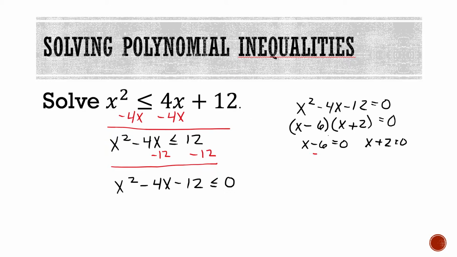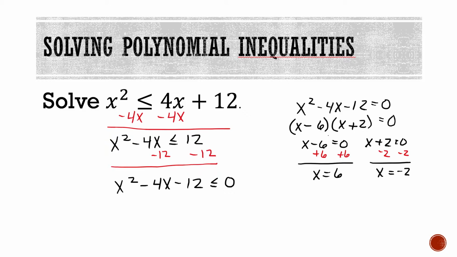So in the first one, we're going to add 6 to both sides, which is going to give me a 0 at x is equal to 6. And on the second one, we'll subtract 2 from both sides, which is going to give me a 0 at negative 2.